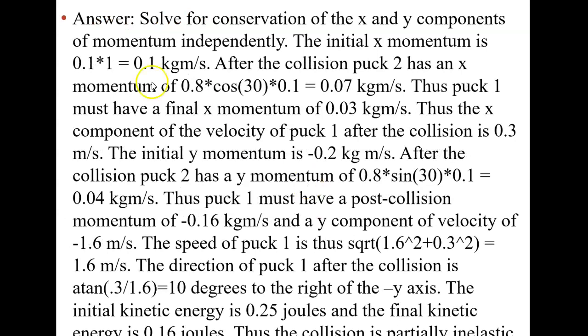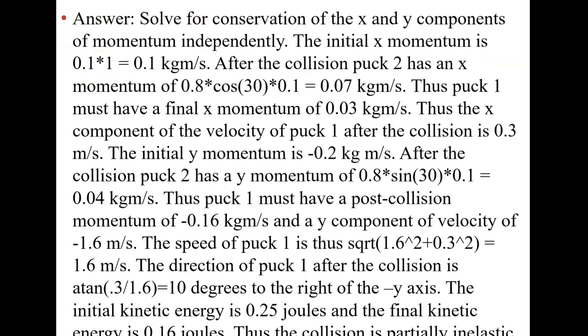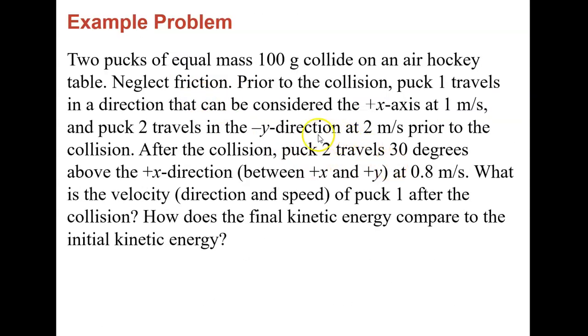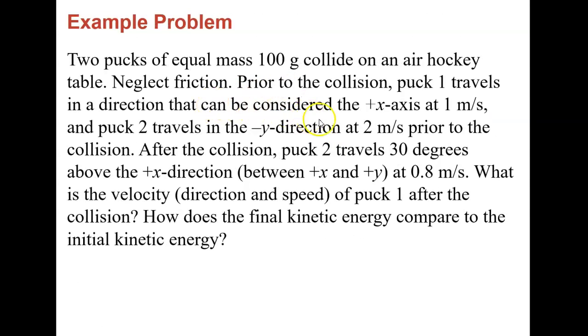All right, so to solve, we use conservation of the x and y components of momentum independently. The initial x momentum is 0.1 kilograms times 1 meter per second. That's the mass of the first puck times its initial velocity, which is 0.1 kilograms times meters per second. After the collision, puck 2 has an x momentum of 0.8 times its mass. Its mass is 0.1. So 0.8 is its final velocity.